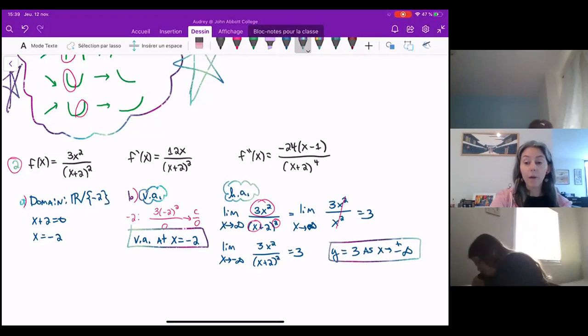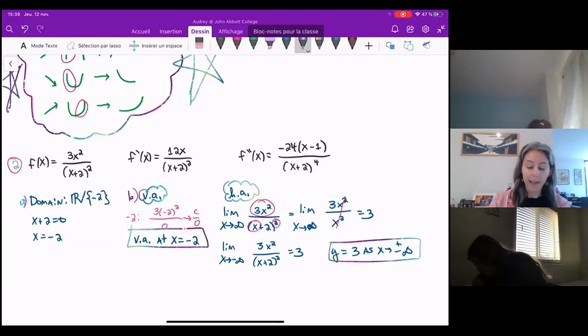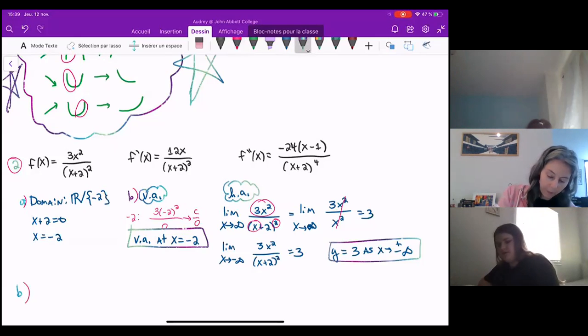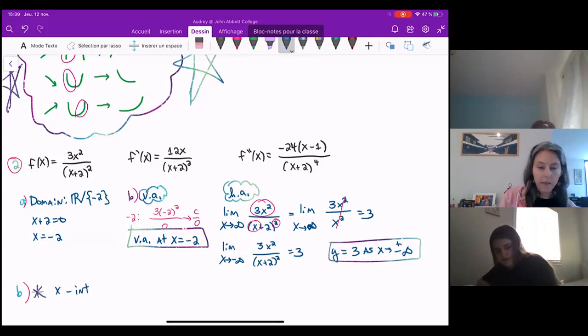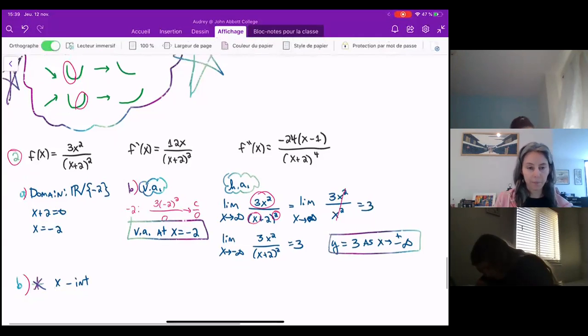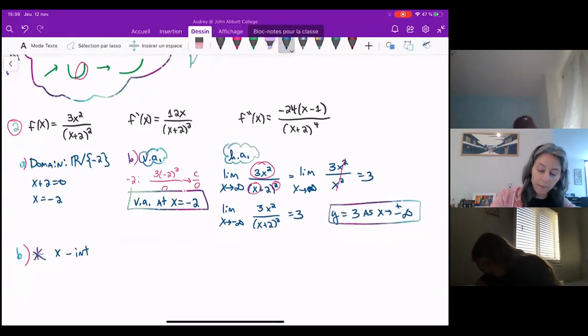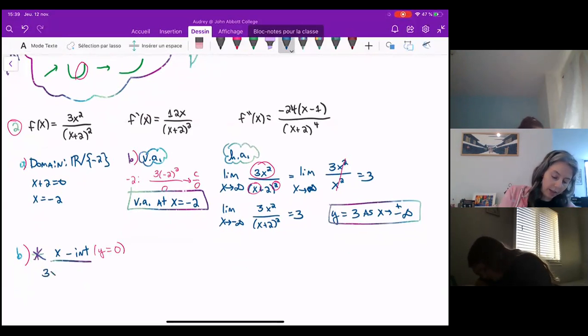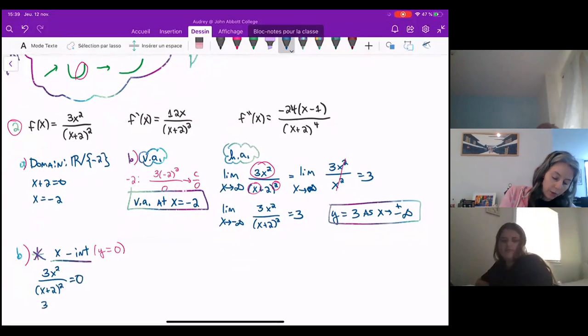And in this one, I am going to want to find the x and y intercepts. So I'm going to do this as kind of a B star right here, where we find the x-intercept and the y-intercept. So for the x-intercept, that's when y is equal to 0. So here I'll have 3x squared over (x plus 2) squared equals 0. So I get 3x squared equals 0, which just gives me x equals 0.